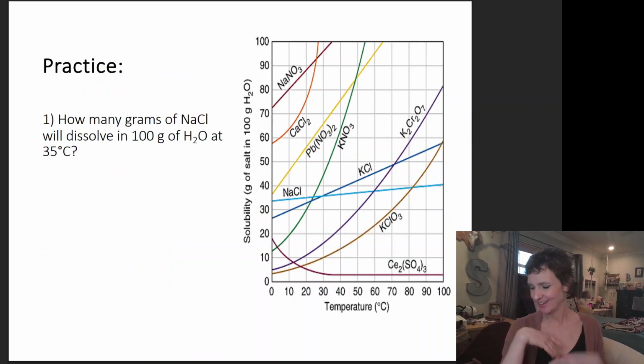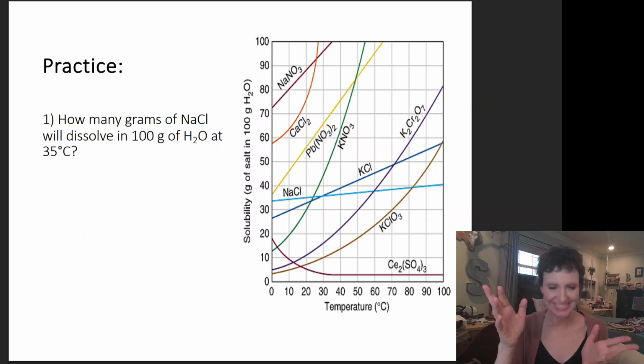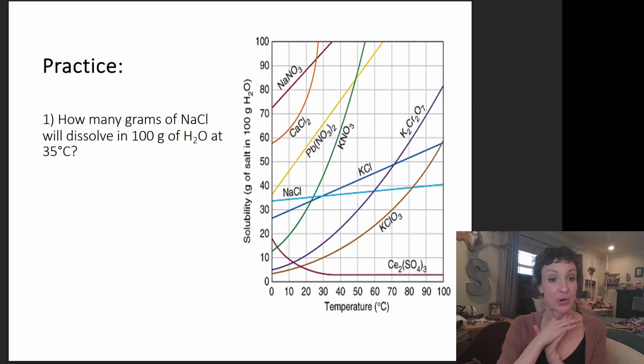Okay, so let's do some practice. You're like, this is so easy. Well, for some reason, maybe I'm a dum-dum, but my brain has to work really hard for these. So it says, how many grams of sodium chloride will dissolve in 100 grams of water at 35 degrees Celsius? You're like, what is even happening here?